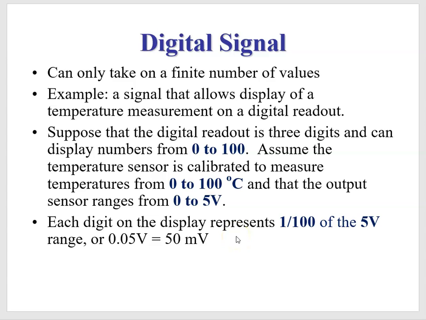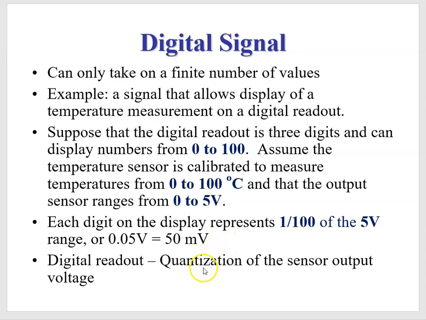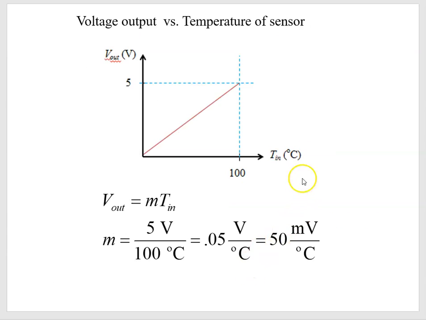So 50 millivolts, we'd end up with 1 degree centigrade. 100 millivolts, 2 degrees centigrade. 110 millivolts, still 2 degrees centigrade. So the digital readout quantizes the sensor output voltage, and that's how we digitize it. If we could represent it continuously, we could represent it as a linear function.